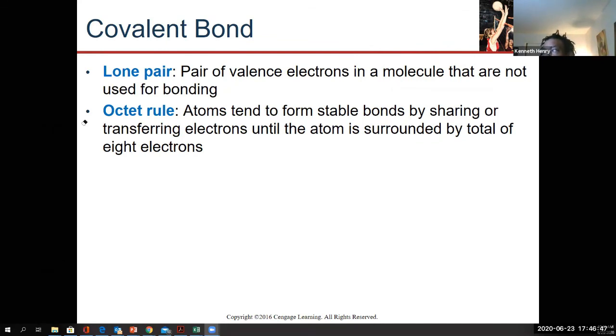And then the octet rule, right? The octet rule is just having an atom surrounded by 8 electrons. So you want to make sure that each of the elements is surrounded by a total of 8 electrons.